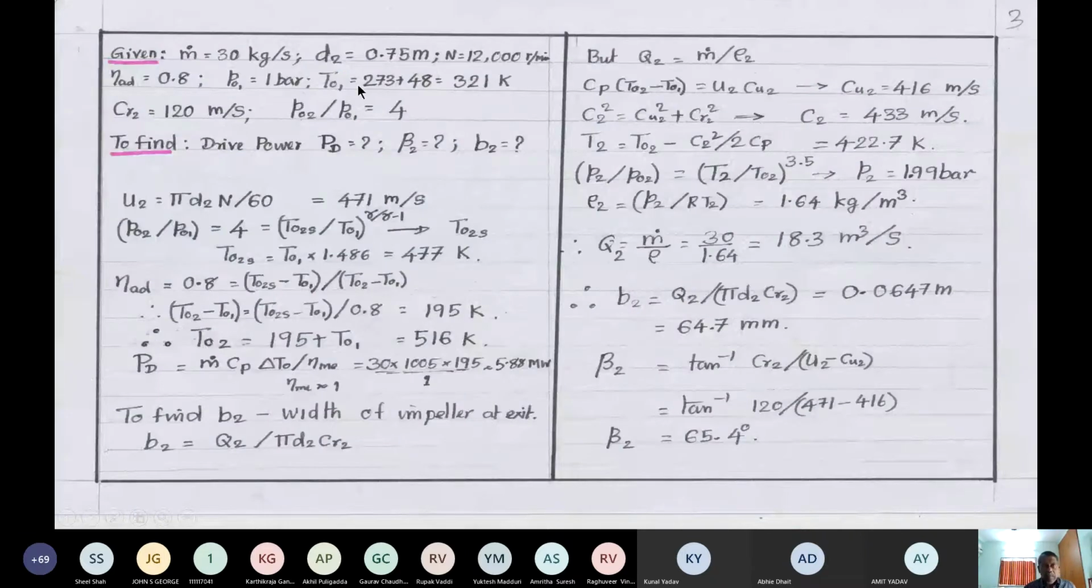So given m dot, diameter d2 is 75 cm, speed of rotation is 12,000 rpm, adiabatic efficiency is 80%, the stagnation pressure at inlet P01 is 1 bar, stagnation temperature at inlet is 273 plus 48, 321 Kelvin, and then the radial velocity at exit is 120 meters per second. P02 by P01 is 4. Okay. Now we have to find out the drive power, the shaft power, beta 2 and b2.